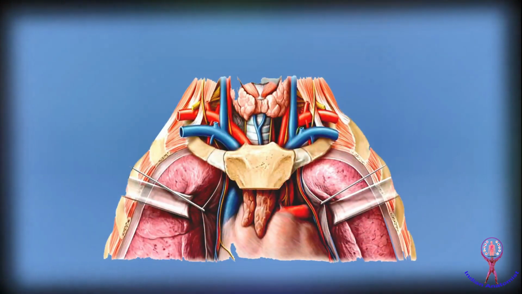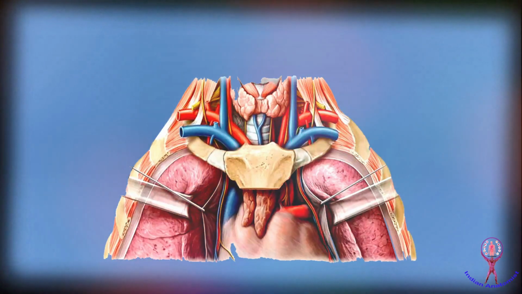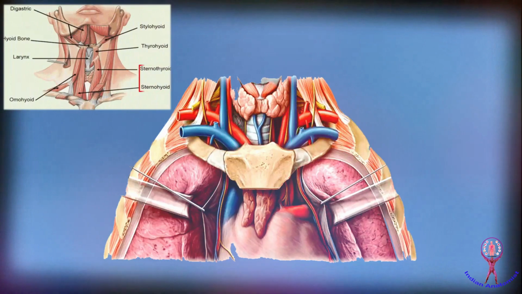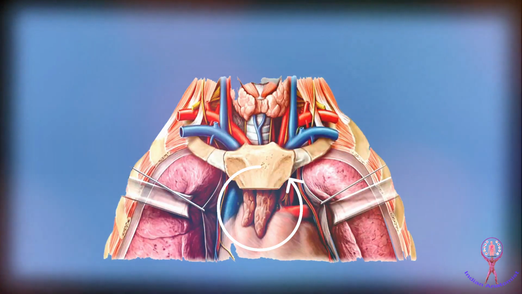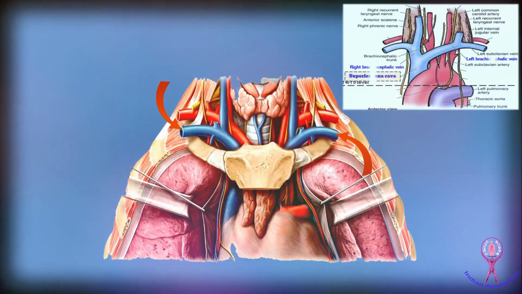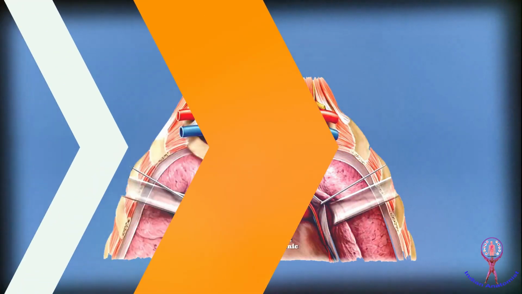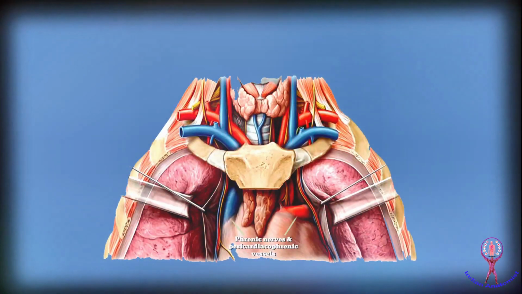Now, let us explore the contents of superior mediastinum. These are, in order from anterior to posterior, 1. Right and left sternohyoid and sternothyroid muscles. 2. Thymus, not seen in adult individuals, instead it is replaced by fibrofatty tissue. 3. Right and left brachiocephalic veins, that join to form superior vena cava. 4. Right and left phrenic nerves, and pericardiacophrenic vessels.